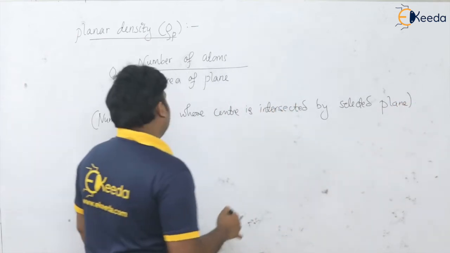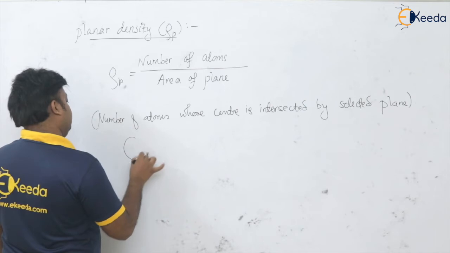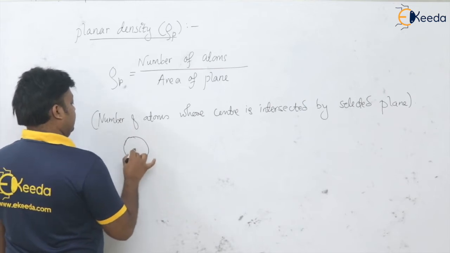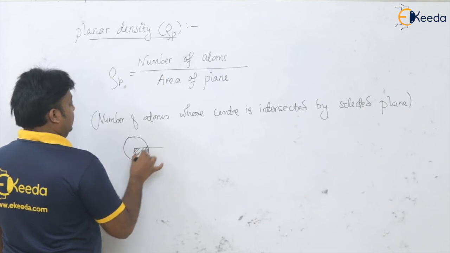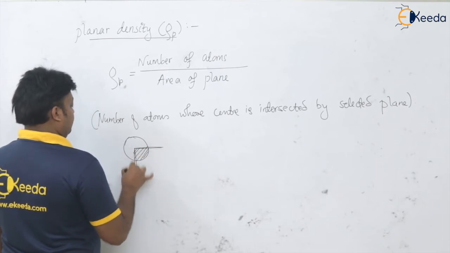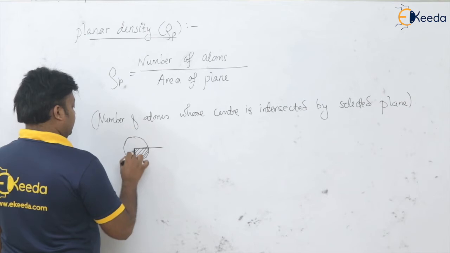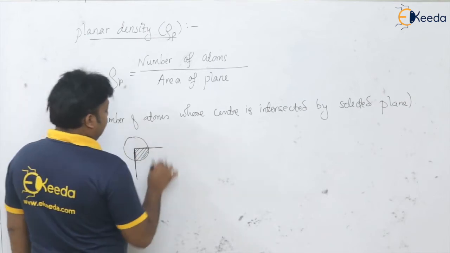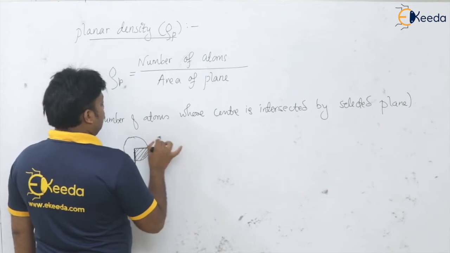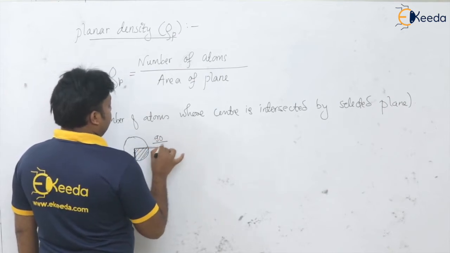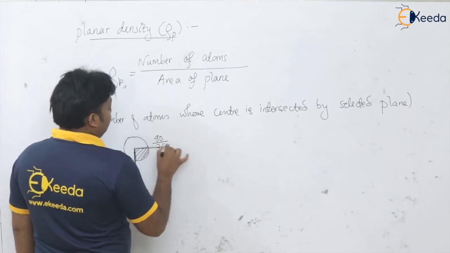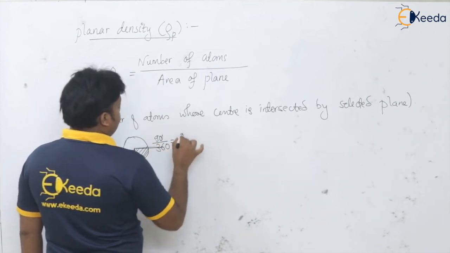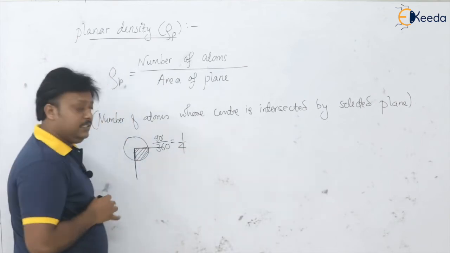Okay, suppose I am having this atom. The plane is like this. So only 1/4 of the area of the atom is covered in this plane. So it is 90 degrees, and for one circle, one revolution, how many degrees? 360. So it is 1/4, isn't it?